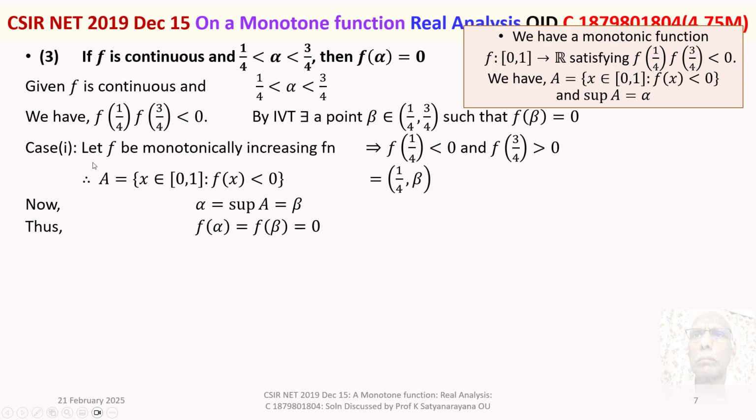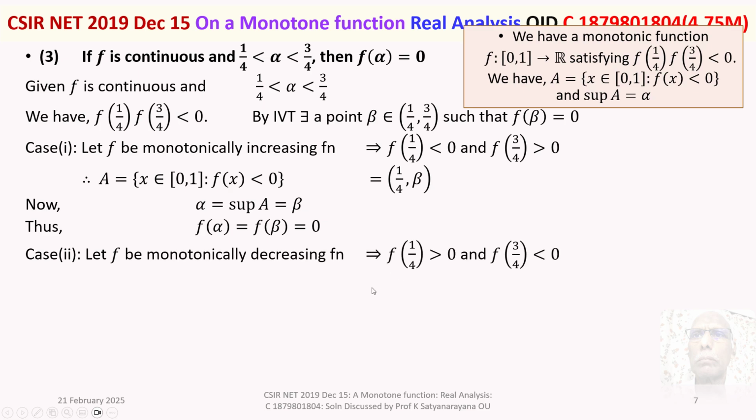But this is the first case that we have considered: f is monotonically increasing, then this is true. So, case 2. Let f be a monotonically decreasing function. When f is monotonically decreasing, f(1/4) multiplied by f(3/4) is negative tells us f(1/4) is positive and f(3/4) is negative. Agreed. You have to use the property of decreasing function.